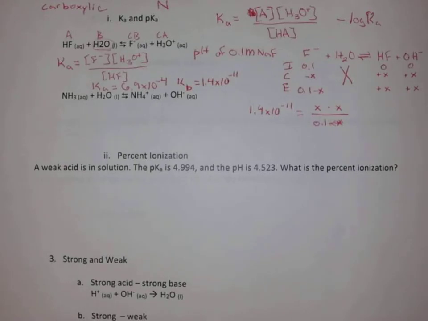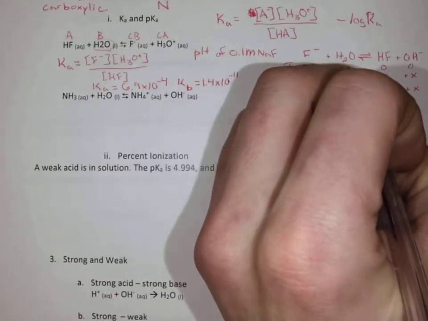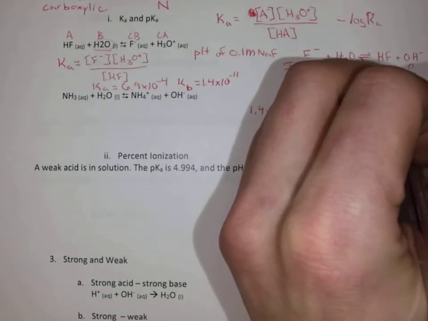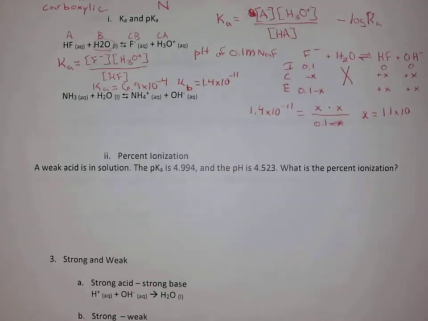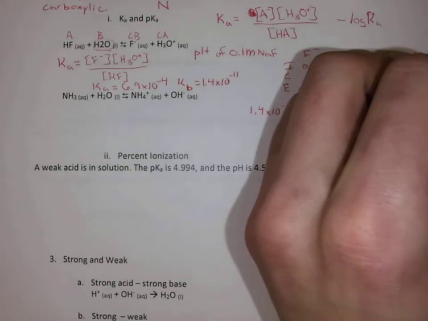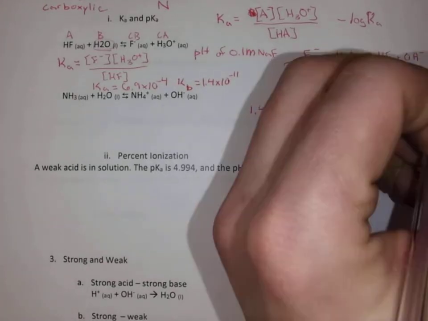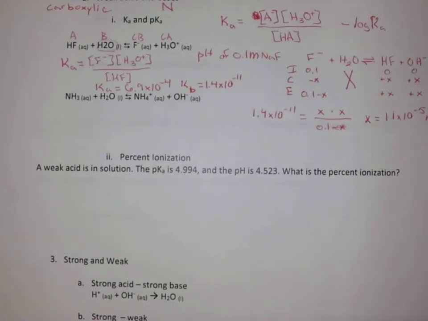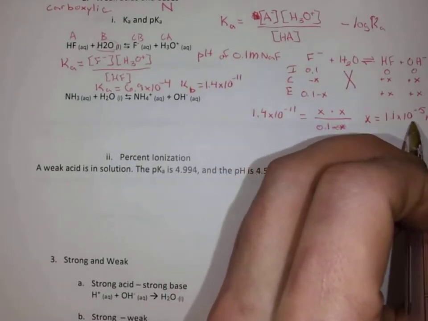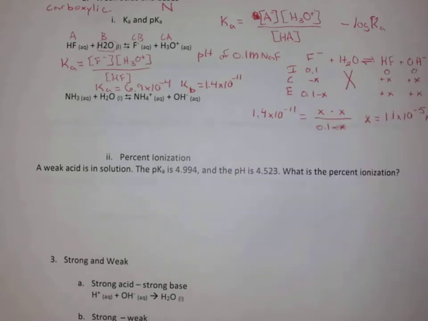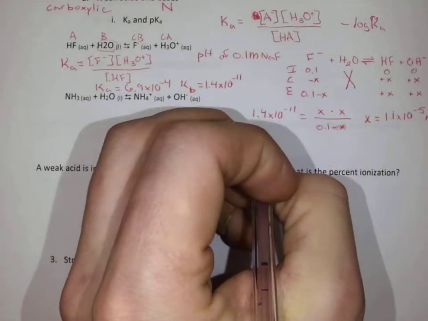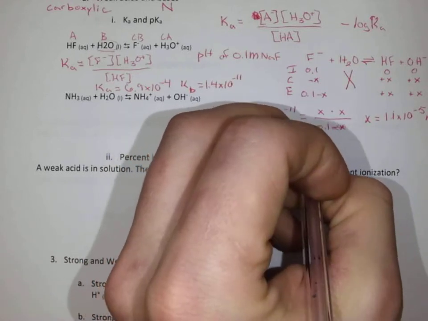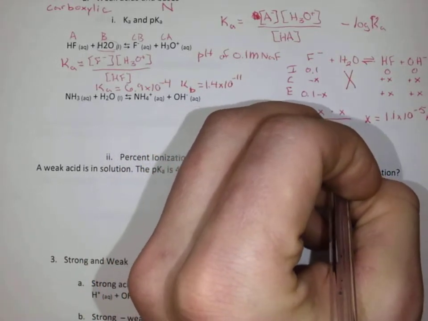All right, so when I went through and solved for x, x is equal to 1.1 times 10 to the negative fifth molar. So if we're going to solve for the pH, x is 1.1 times 10 to the minus fifth molar. That is going to be our OH minus concentration.